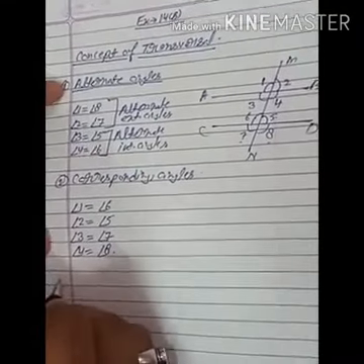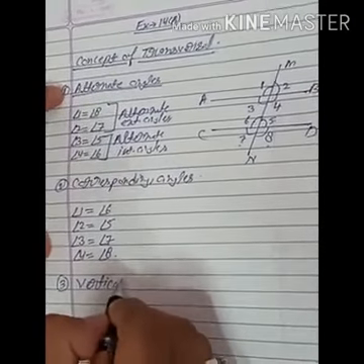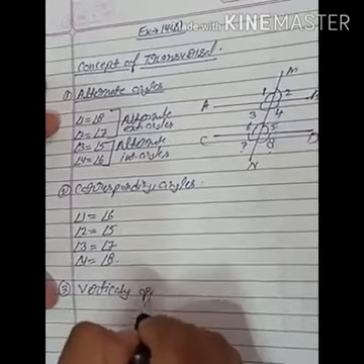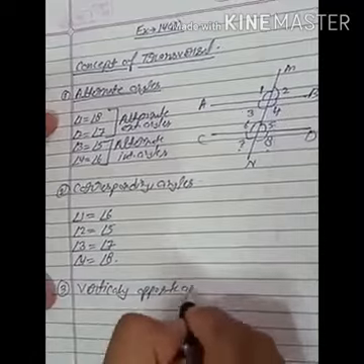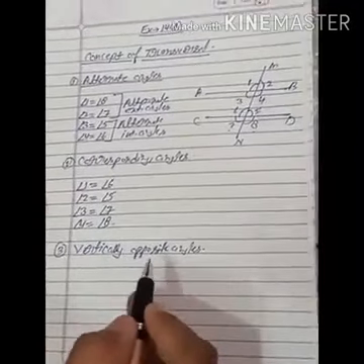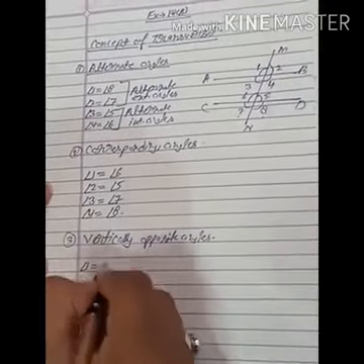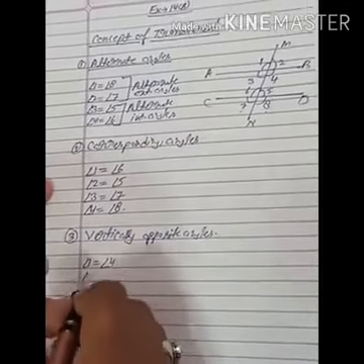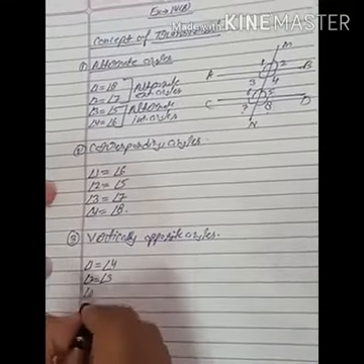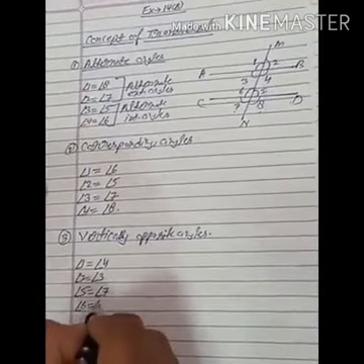After this, the third type is vertically opposite angles. Vertically opposite angles are also equal. So what are vertically opposite angles? Angle 1 is equal to angle 4. Angle 2 is equal to angle 3. Angle 5 is equal to angle 7. Angle 6 is equal to angle 8.